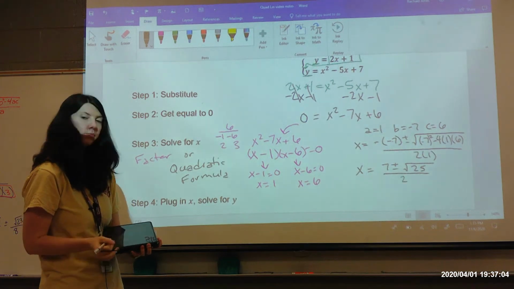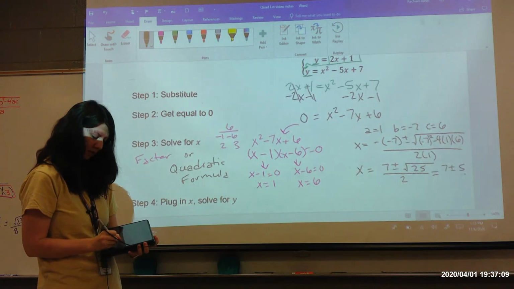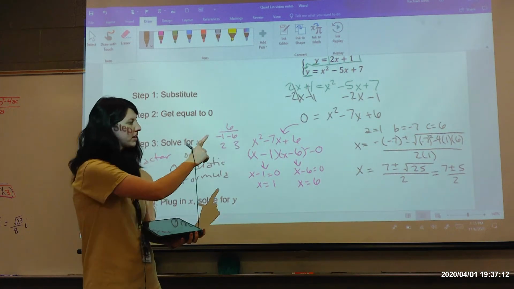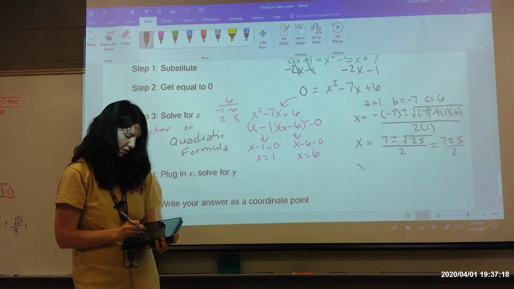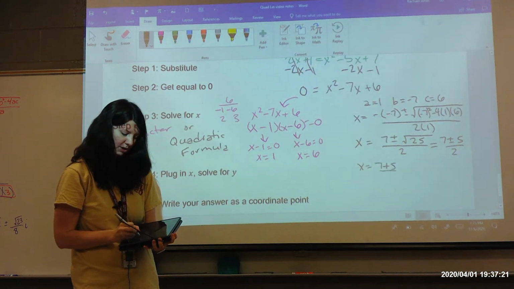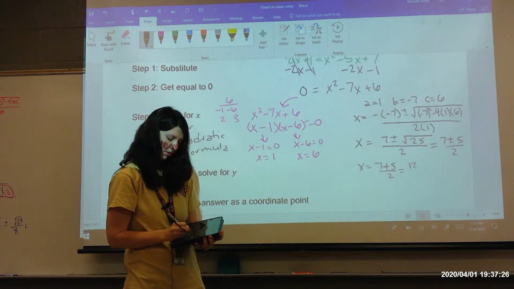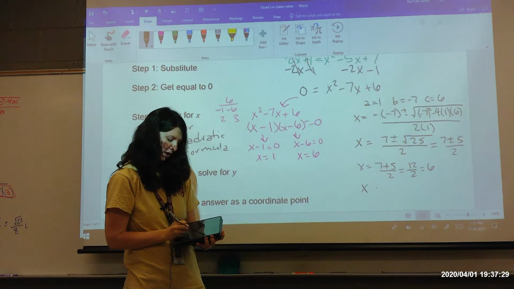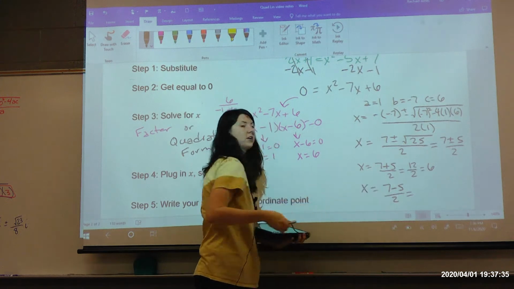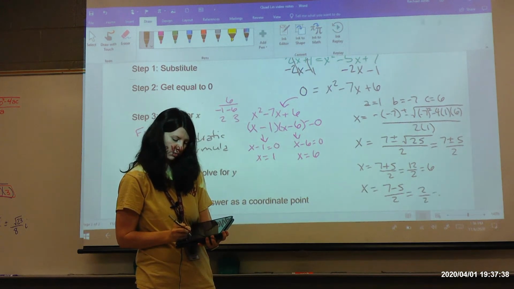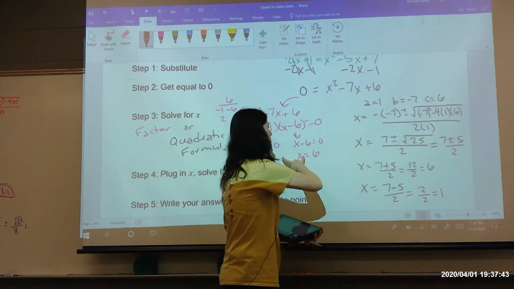And 2 times 1 is 2. The square root of 25 is 5. So we're about to get our 2 answers here. We need 7 plus 5 and then 7 minus 5, each divided by 2. x equals 7 plus 5 divided by 2, and this gives you 12 divided by 2, which is 6. And x equals 7 minus 5 divided by 2. 7 minus 5 gives you 2 divided by 2, which is 1. So now you can see it doesn't matter which way you go, you get the same 2 x values.